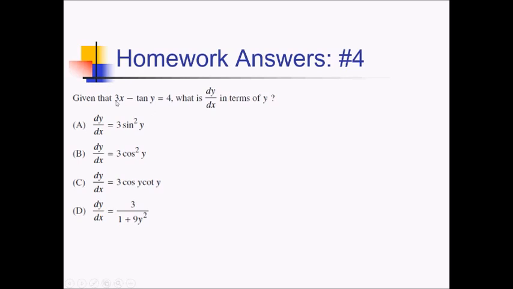So let's see, we'll do 3x, that becomes a 3. Tan of y, that's going to be secant squared of y, but we're also going to have to multiply by dy over dx because we took the derivative of something with a y, and it's its own inner function, so the chain rule there. Derivative of 4 is 0. Now let's isolate dy over dx, so let's subtract 3 to the other side, and divide by secant squared of y, and that ends up being dy over dx.